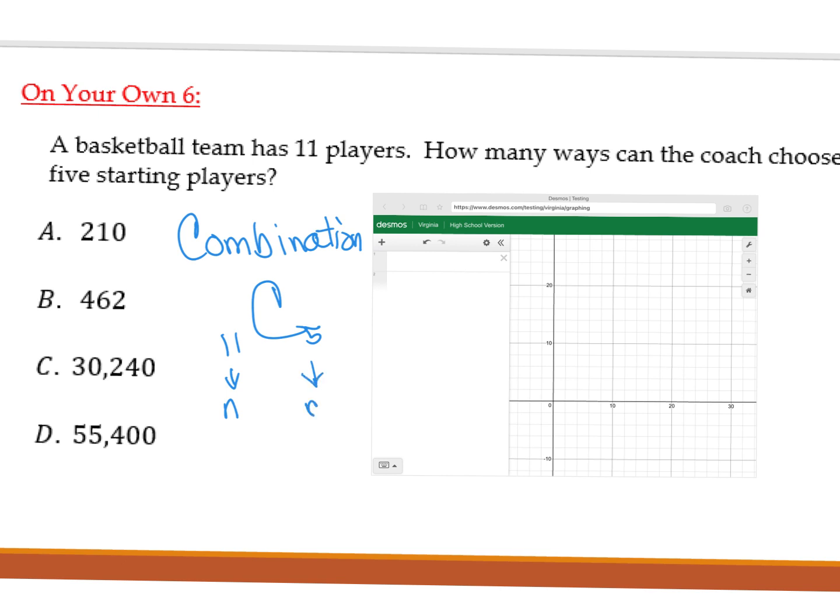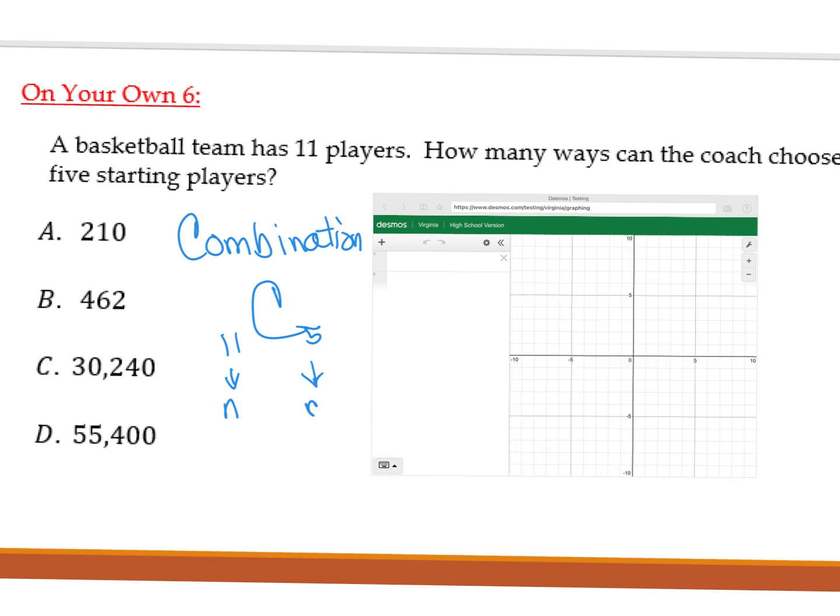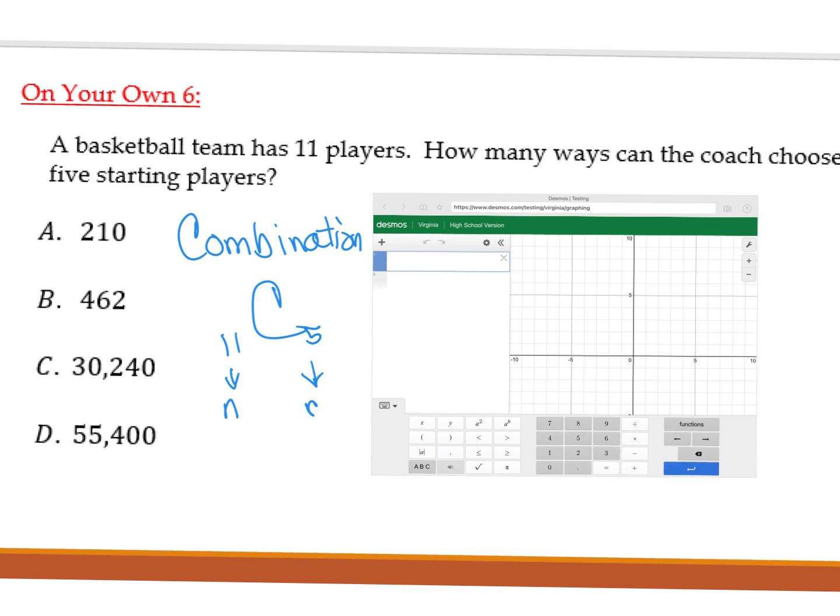We are now just going to go to Desmos, and we're going to type this into Desmos by going to Functions, scrolling all the way down till we get to nCr. In the parentheses, we are going to put the number of players we have total, which is 11, comma, the number that we're choosing, which is 5, and that's going to give me a value of 462 possible combinations, which is answer B.